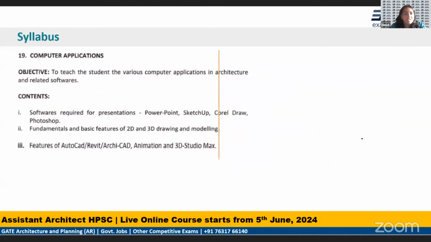For computer applications, this is more or less related to what you use in your day-to-day office also, or day-to-day work, right from SketchUp, CorelDRAW, Photoshop, or 2D, 3D drawing. So your AutoCAD plus other softwares like maybe ArchiCAD or Revit, 3ds Max, etc. would be important to be known.